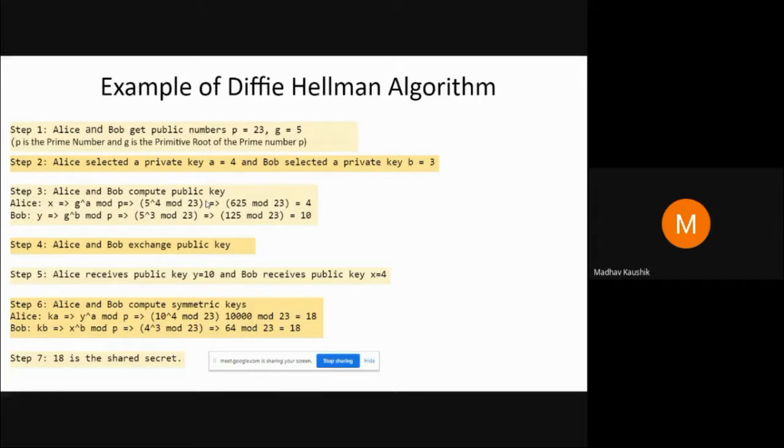With the help of these public keys, Alice and Bob will compute the symmetric keys. The formula for computing that is y to the power of a mod p, where y is the public key of Bob, a is the private key of Alice, and p is the prime number. So that will give us 18. Similarly, we can compute this shared symmetric key for Bob, and that will give us 18 as well. So 18 is our shared secret key. I hope you got the example.